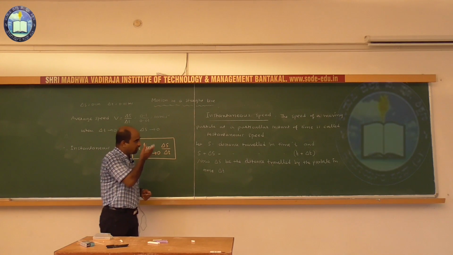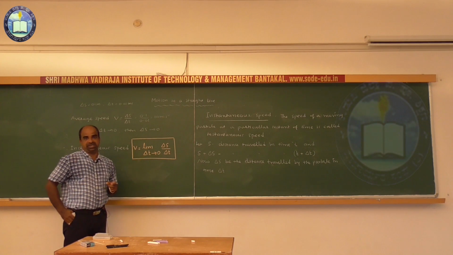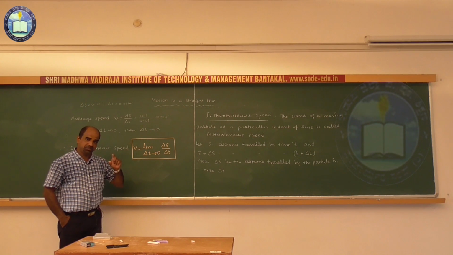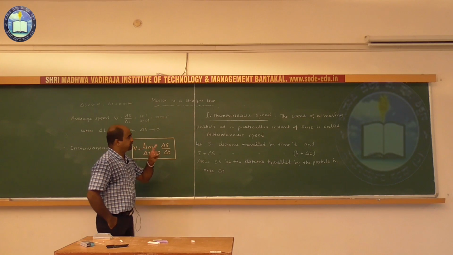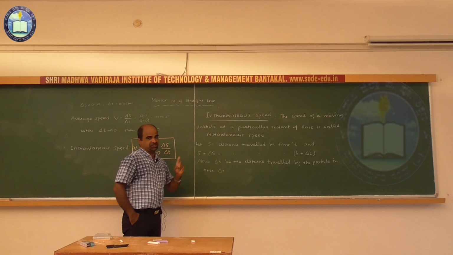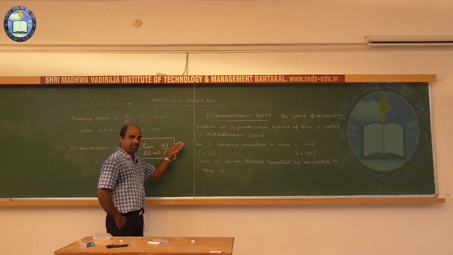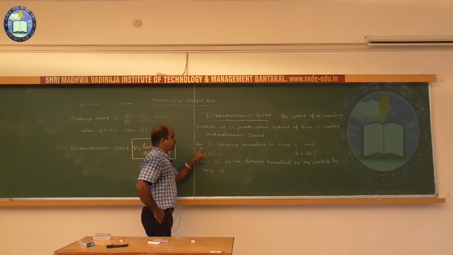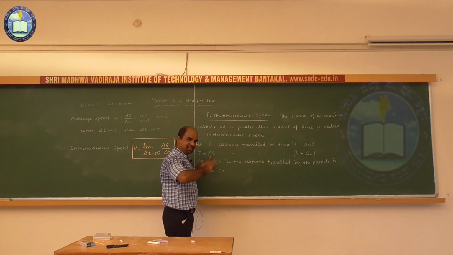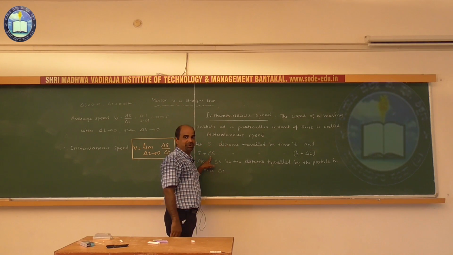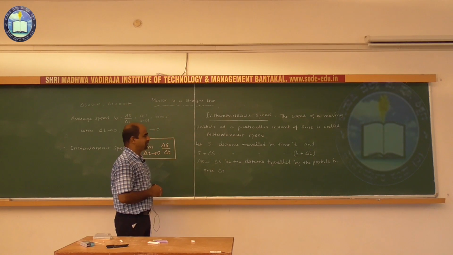I hope that all of you understood clearly about instantaneous speed. Any doubt? What is instantaneous speed? The speed of a moving particle at a particular instant of time is called instantaneous speed. This is only for the sake of understanding. Let S be the distance traveled by the particle in time t, and S plus delta S the small increase in distance traveled. Because there is also a small increase in time, it is t plus delta t.